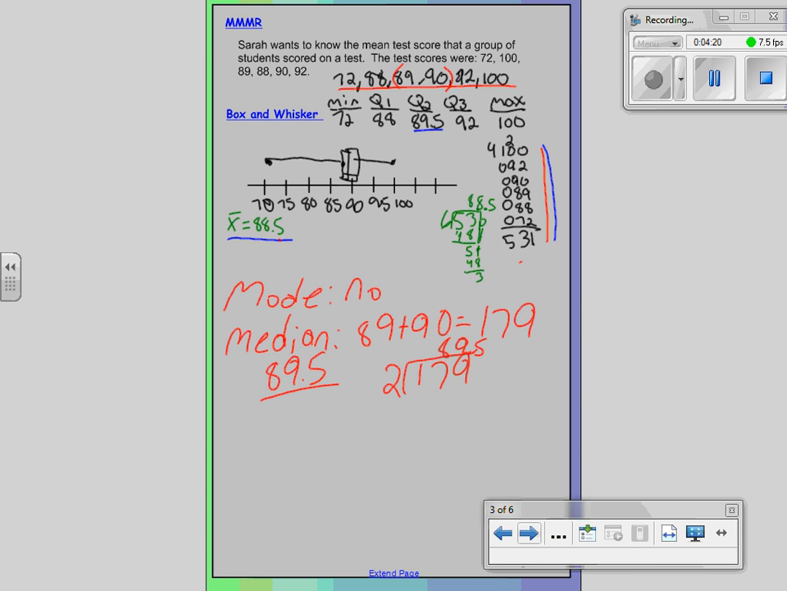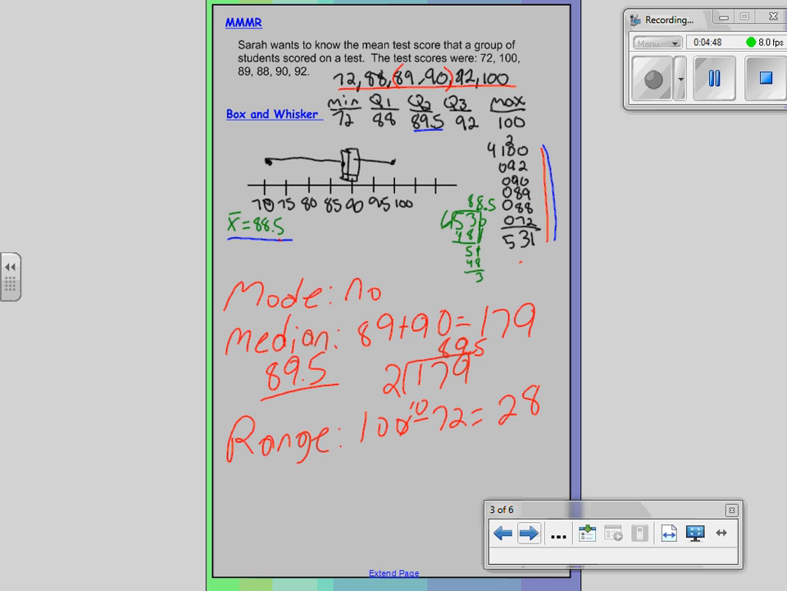Alright? We got mode, median, then we go to range. The range is our biggest number minus our smallest number. So our range would be 100 minus 72, which gives me 28. So that's our range. Alright?